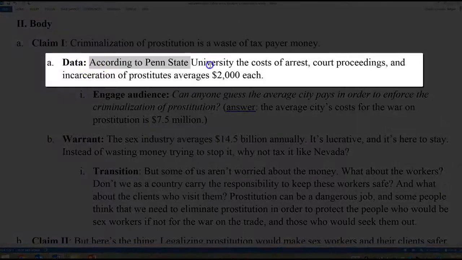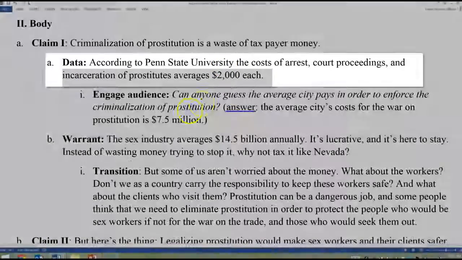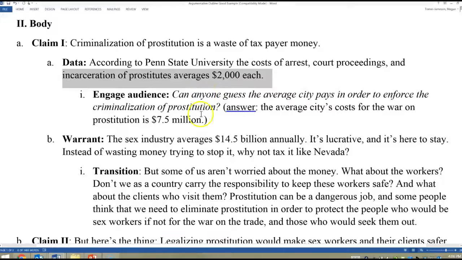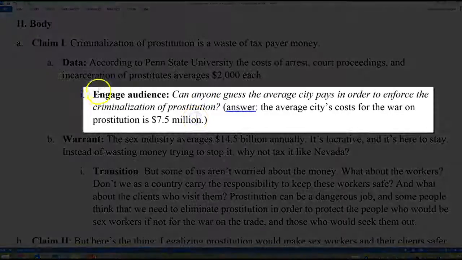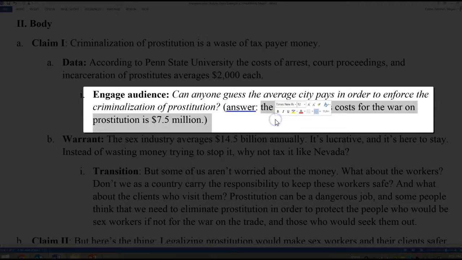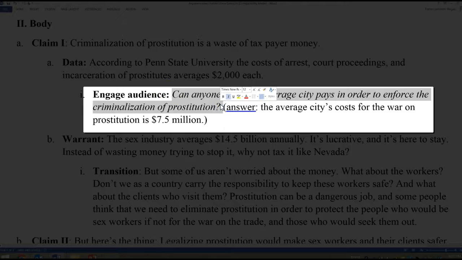She then cites a source talking about the specific cost, that it costs about $2,000 on average to incarcerate, to arrest, all that sort of stuff. You'll now notice here she's actually engaging the audience. So she has an additional statistic on how much it costs a city to have a war on prostitution. So she's asking them to guess that particular piece of information.